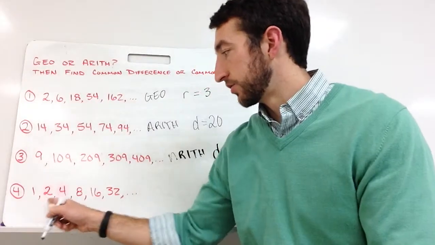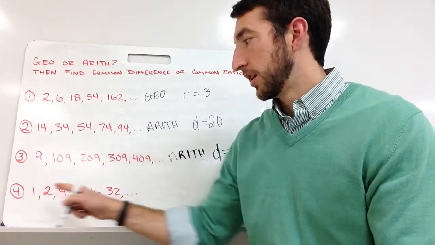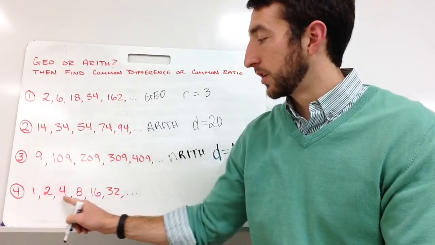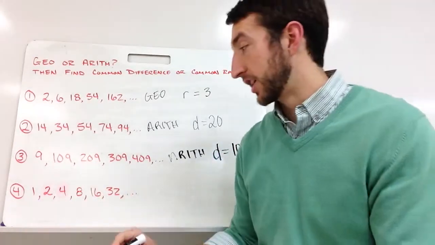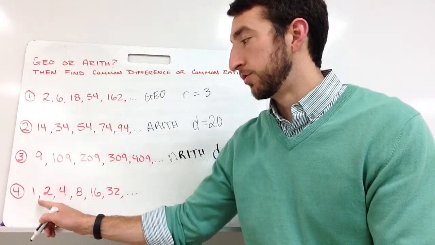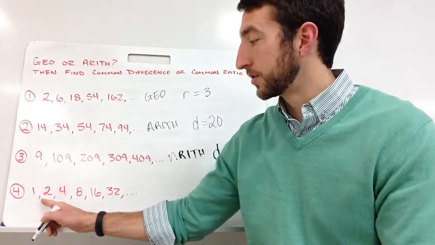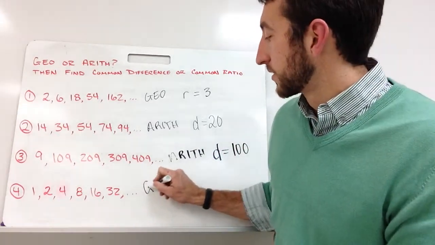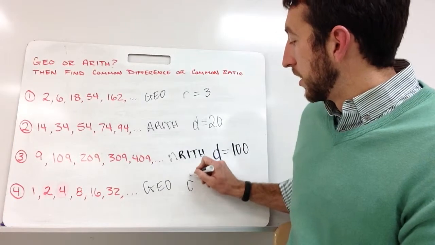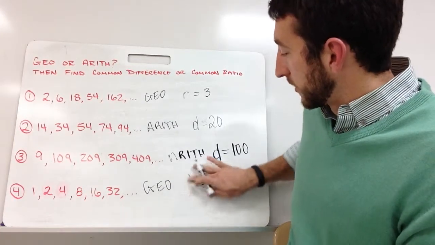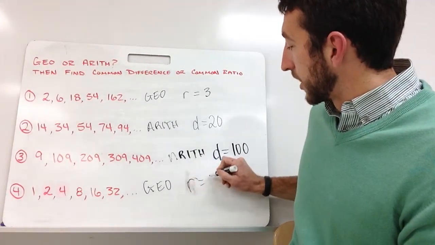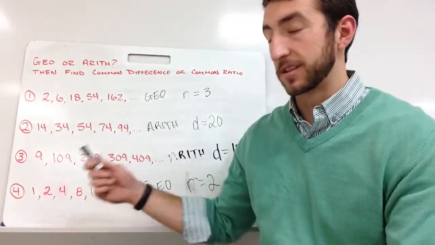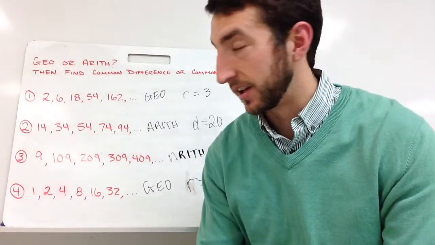Then my last one, I got 1, 2, 4, 8, 16, 32. So I subtract here. 2 minus 1 is 1. I'm adding 1. Doesn't work. So now I'm going to try geometric. Geometric, I'm going to do 2 divided by 1. That gives me 2. Multiply by 2. Multiply by 2. Multiply by 2. So multiplying by 2 looks like it works. So I go geo. And that's not it. It's going to be a common ratio, and my common ratio is 2. Now, if the pattern is not adding and it's not multiplying, all you have to write is neither.